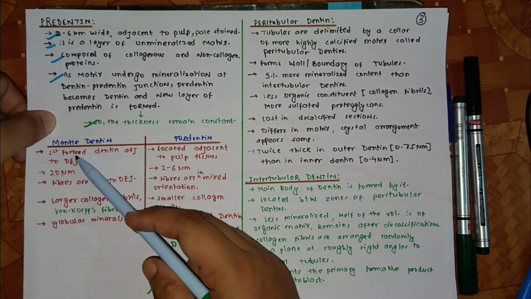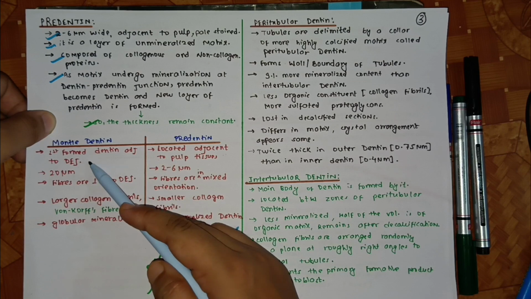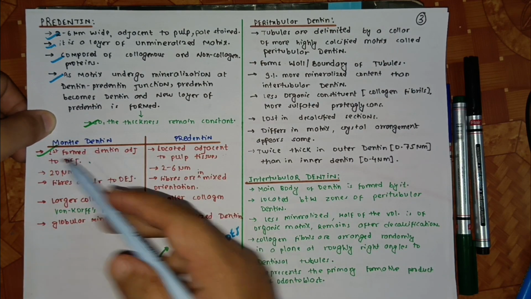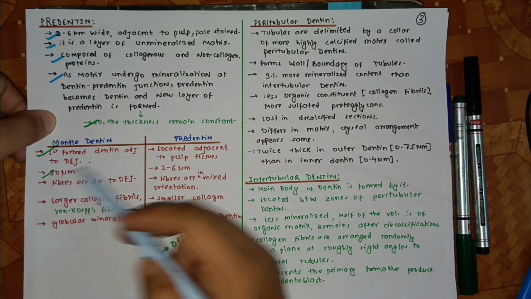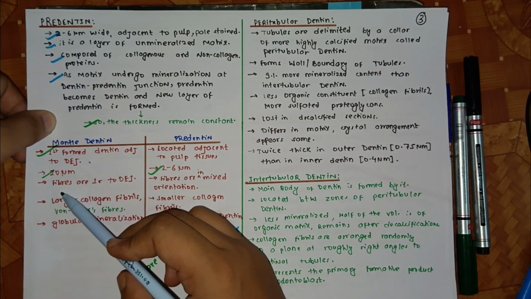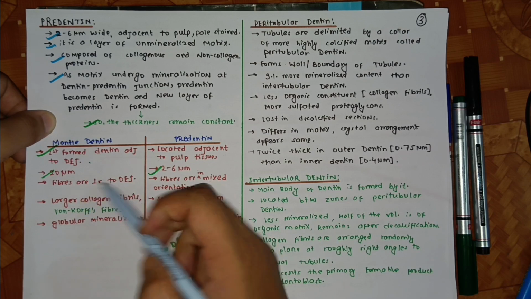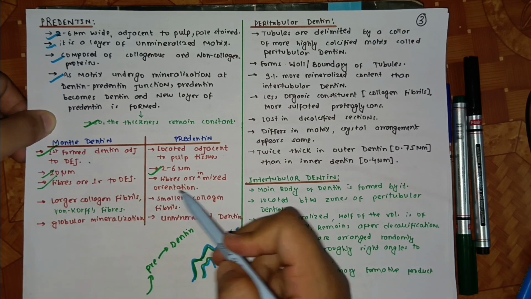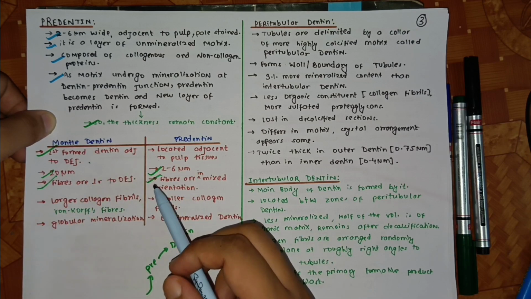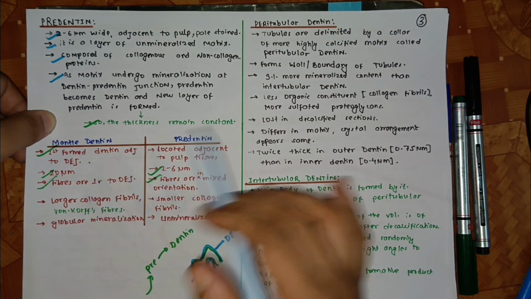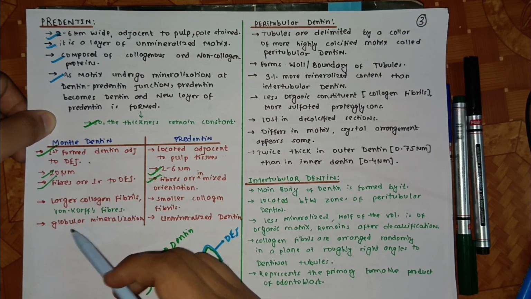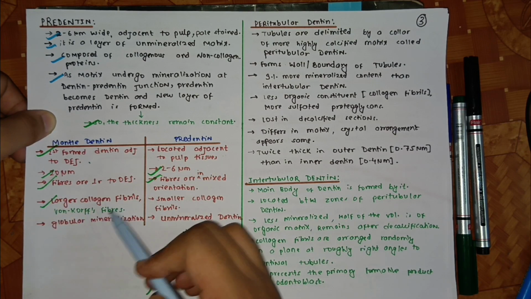Mantle dentin is the first formed dentin adjacent to the dentinal junction, whereas predentin is located adjacent to the pulp tissue. Mantle dentin is 20 micrometers and predentin is 2 to 6 micrometers, so it is a bit thinner than the mantle dentin. After that, fibers are perpendicular to the dentinal junction in mantle dentin, and in predentin the collagen fibers are in mixed, random orientation. Larger collagen fibrils are present that are called von Korff fibers, and they are silver stained.